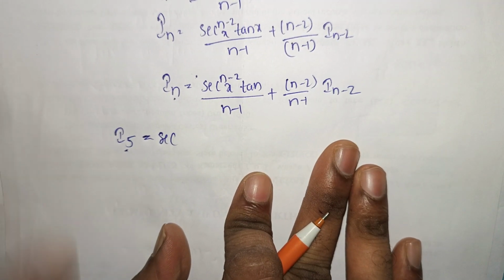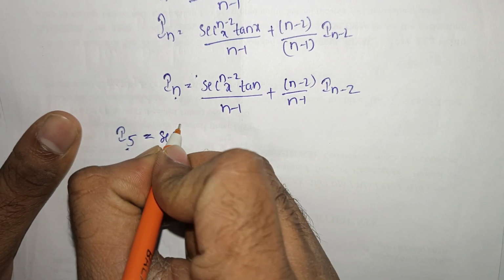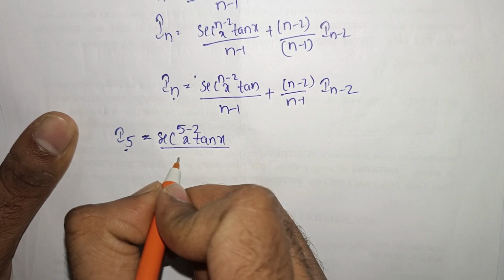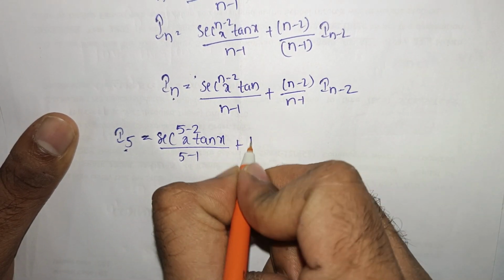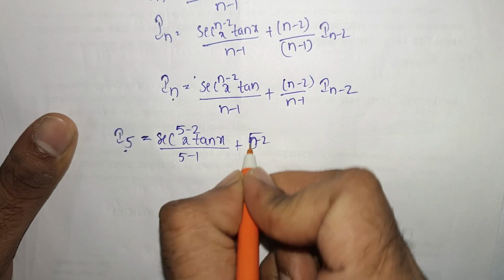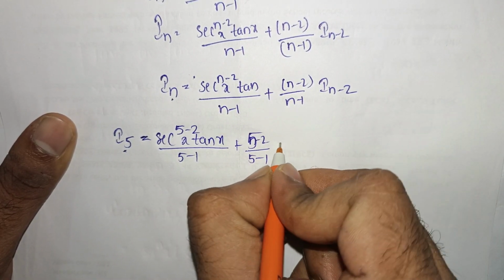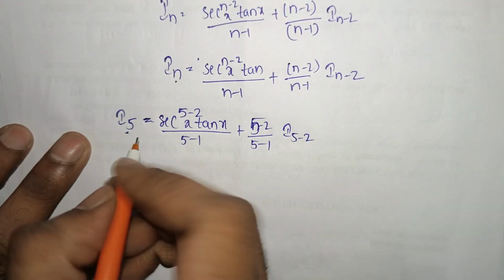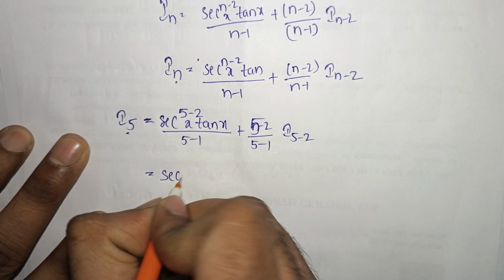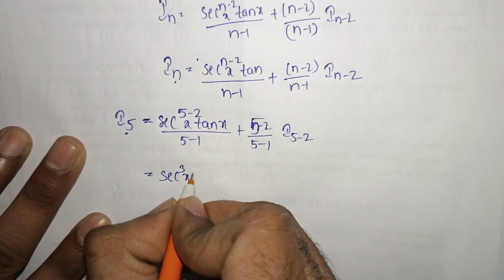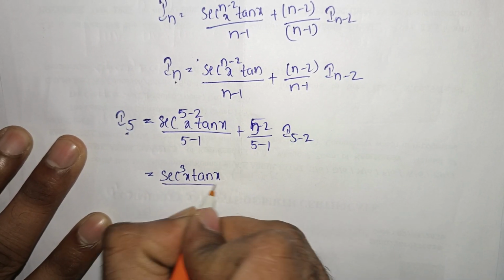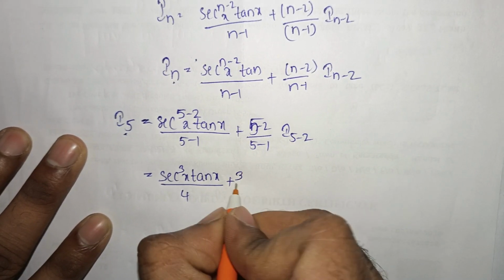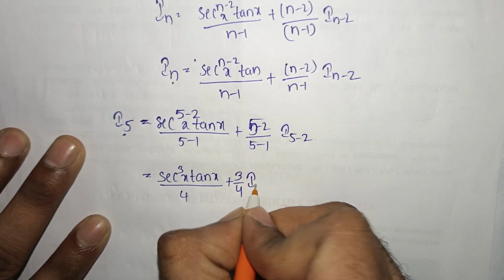I5 is equal to secant^(n minus 2), with 5 in place of n, so secant^(5 minus 2) x tan x by (5 minus 1), plus (5 minus 2) by (5 minus 1) into I_(5 minus 2). Next, this is equal to secant cube x tan x by 4, since 5 minus 1 is 4, plus 3 by 4, since 5 minus 2 is 3, times I3.